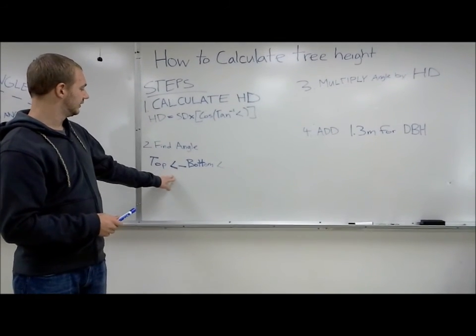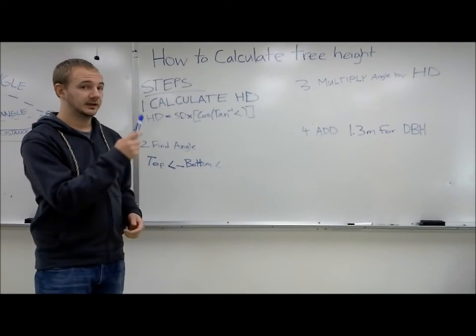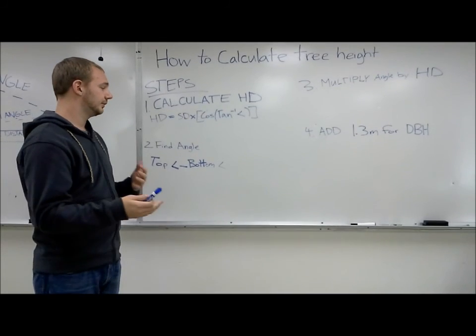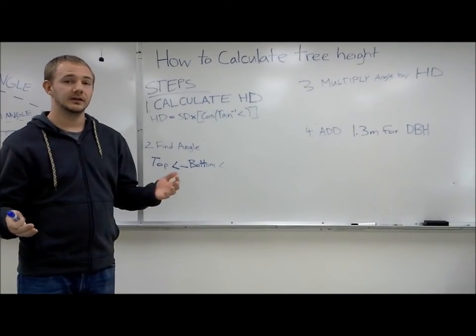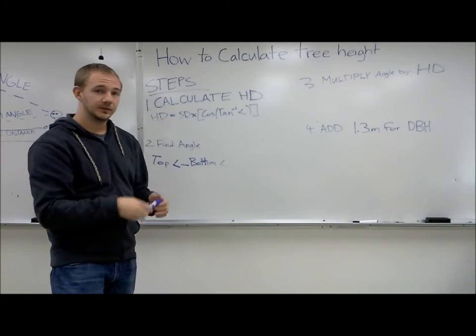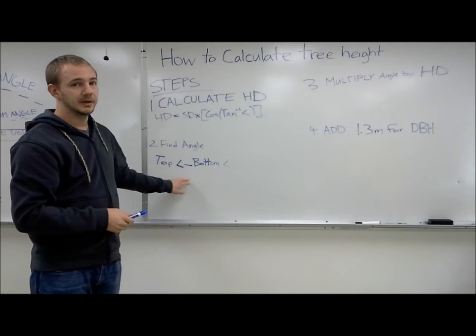The angle that we're going to need to calculate the tree height is we're going to take that top angle, and we're going to minus the bottom angle from it. Sometimes the bottom angle will be a negative, sometimes it will be a positive. Sometimes you're looking down on the tree, sometimes you're looking up at the bottom of the tree, so that can vary, but every time it's top angle minus bottom angle.